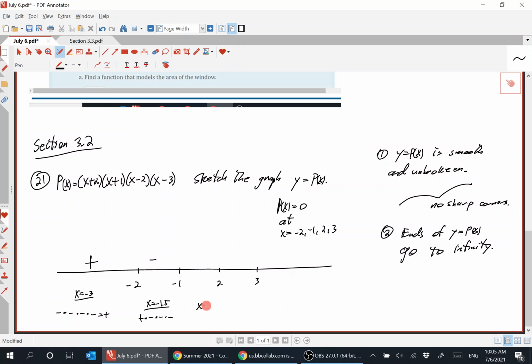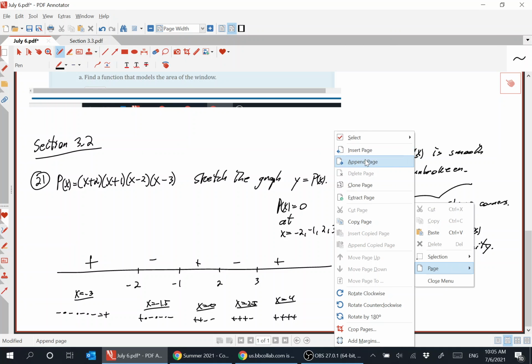And from -1 to 2, say x equal to 0, positive, positive, negative, negative. All right, so we're positive in here because that product is positive. And between 2 and 3, x equal to 2.5. So these 3 are positive, that one's negative. So we're negative here. And then in this interval, check x equal to 4. All 4 of those factors are positive, so the function itself is positive, the product of those 4 factors.